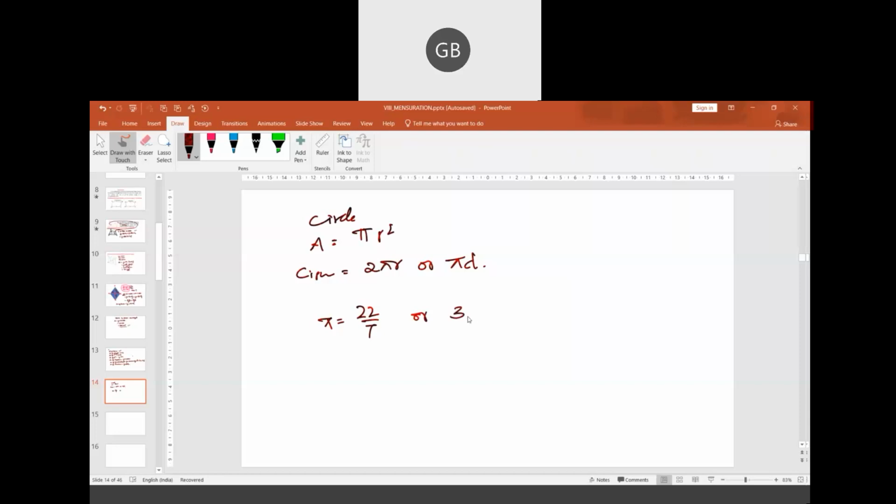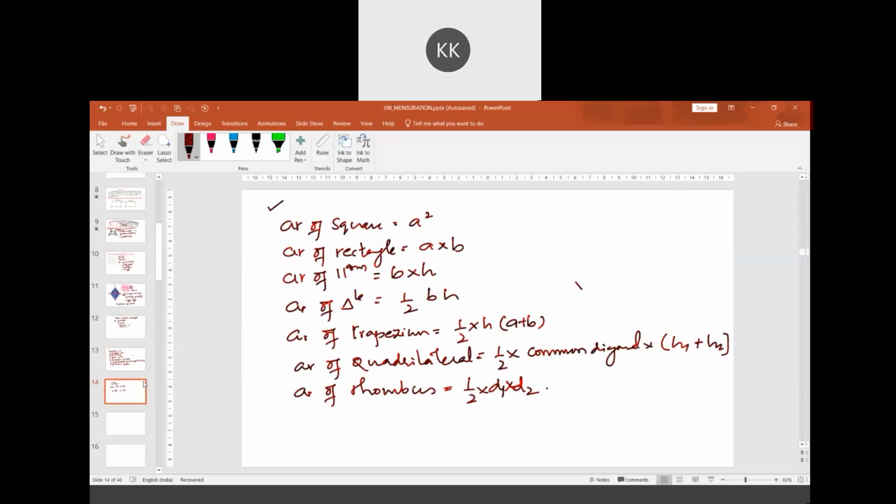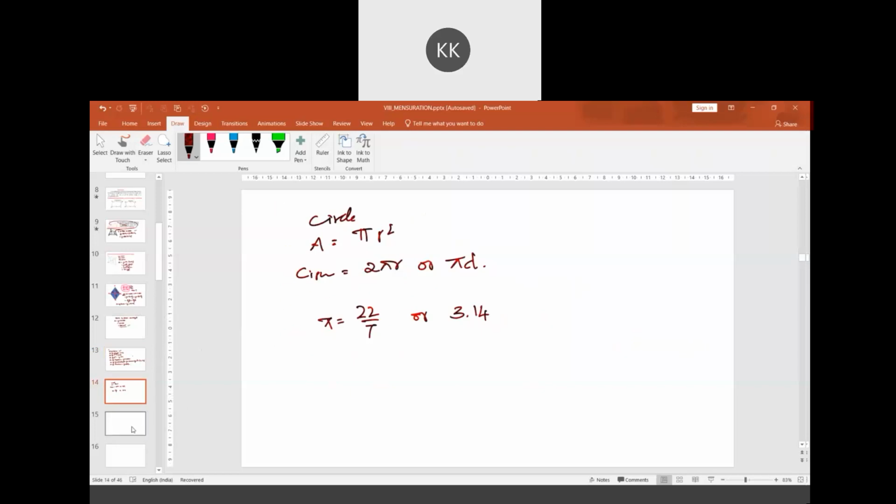Or sometimes we will take it as 3.14. You all must remember these formulas. So the whole chapter is related to these formulas only. Sir, what about 3D shapes?